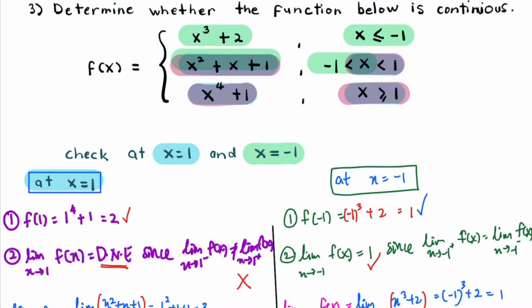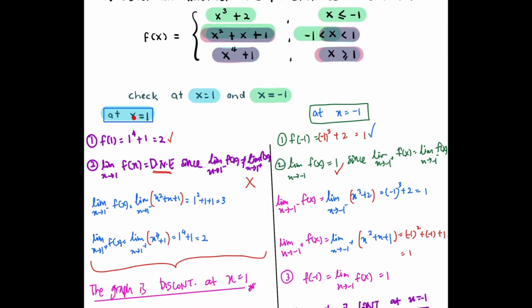Third question, determine whether the function below is continuous. So again, we have a piecewise function, and let's see our domain. x is less than or equal to -1, and this is x between -1 and 1, and for the third one, x is more than or equal to 1. Therefore, we need to check at 2 points, x equal to 1 and x equal to -1, whether the function is continuous or not. Now, let's check at x equal to 1 first.